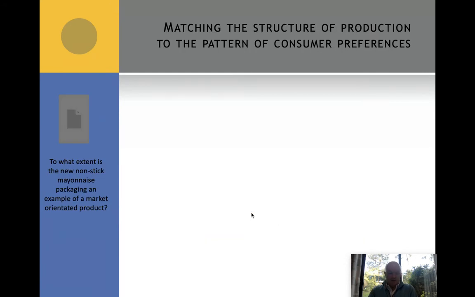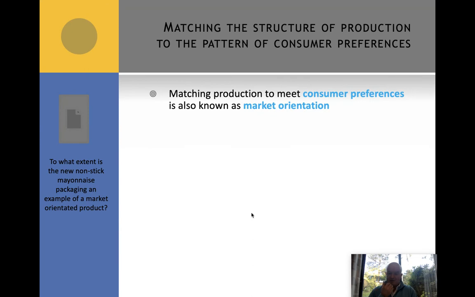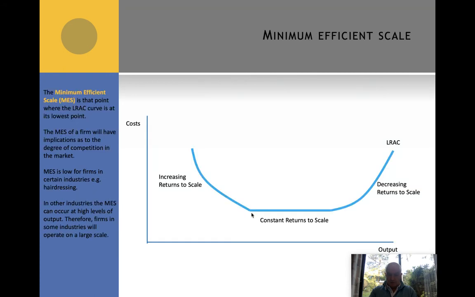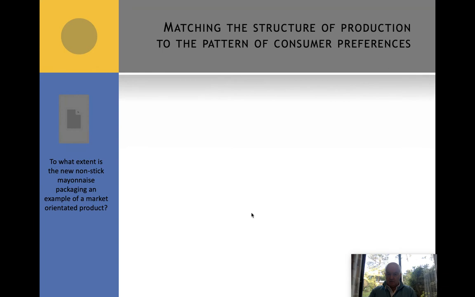Now, the next thing to look at then is, we've looked at that productive efficiency and shown that on the graph, and this point of minimum scale. So let's just go back one. Minimum efficient scale can be demonstrated on our long run average cost curve diagram, but also we've got to think about the way in which we might be able to match production to the pattern of consumer preferences.